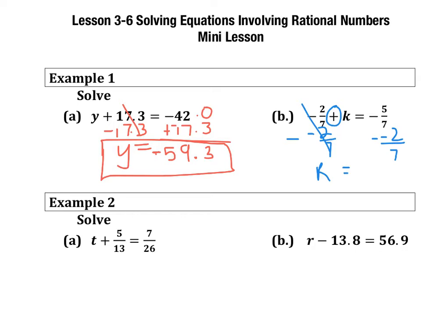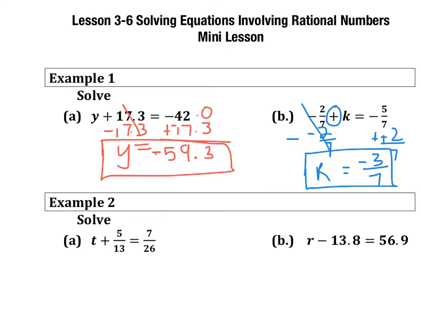And on the right-hand side, when we take negative 5/7 and we subtract a negative, what we're actually doing is adding a positive. Now we're adding two fractions with the same denominator, so we really only have to focus on the numerators. So if we have a negative 5 plus positive 2, that's going to bring us to negative 3, and our denominator stays the same. So our final answer will be negative 3/7.